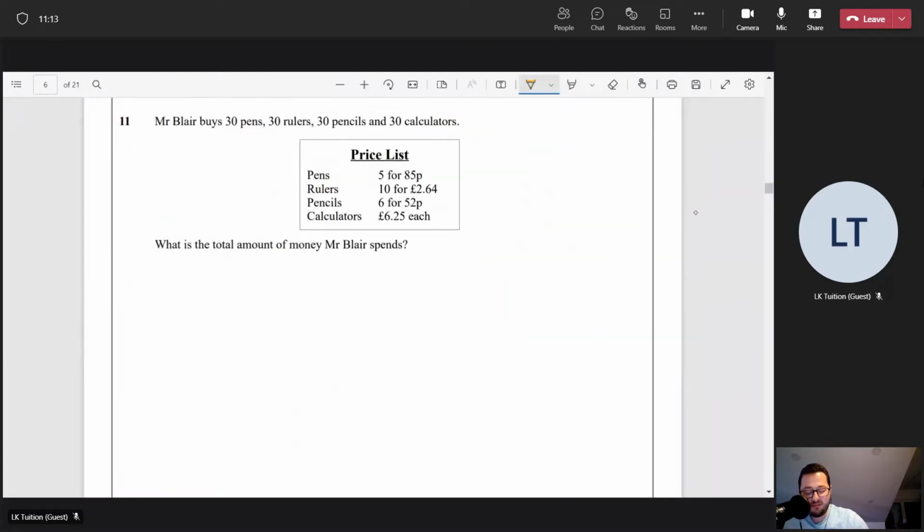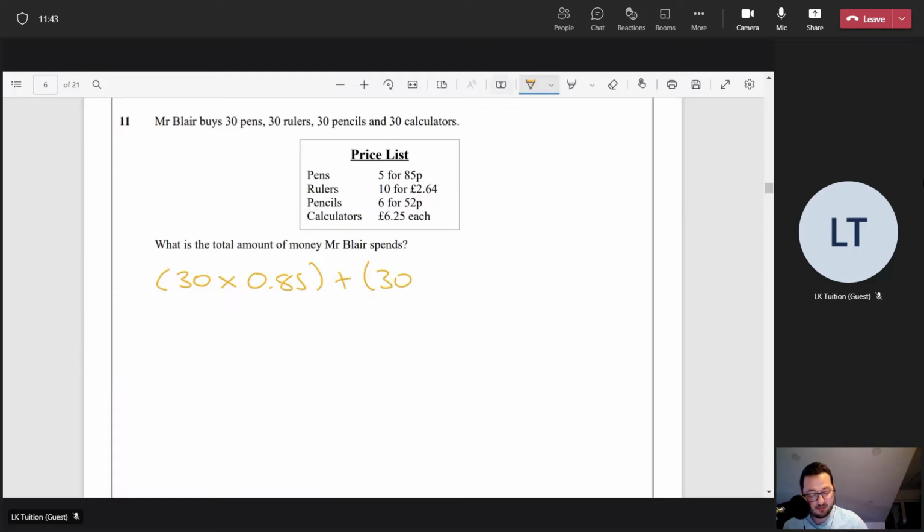All right, number 11. Mr. Blair buys 30 pens, 30 rulers, 30 pencils, and 30 calculators. What is the total amount of money Mr. Blair spent? Well, let's not forget we've got a calculator. Let's write out what we're going to do. So 30 pens is going to be 30 times 85p, which I'm going to write as 0.85, plus 30 rulers. Now it's 10 for £2.64. So we need to think about that a little bit.